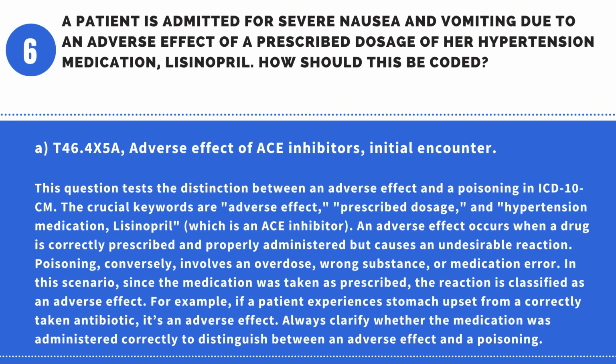Answer A. T46.4X5A, adverse effect of ACE inhibitors, initial encounter. This question tests the distinction between an adverse effect and a poisoning in ICD-10. The crucial keywords are adverse effect, prescribed dosage, and hypertension medication lisinopril, which is an ACE inhibitor. An adverse effect occurs when a drug is correctly prescribed and properly administered but causes an undesirable reaction. Poisoning, conversely, involves an overdose, wrong substance, or medication error. In this scenario, since the medication was taken as prescribed, the reaction is classified as an adverse effect.